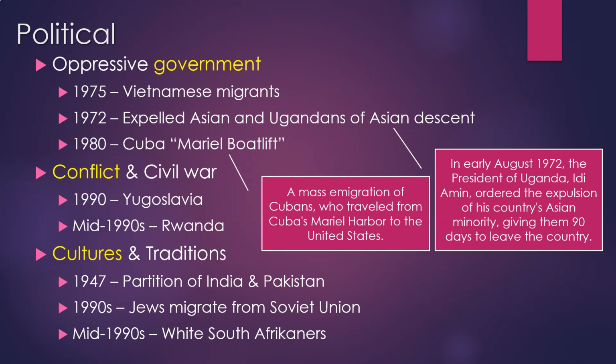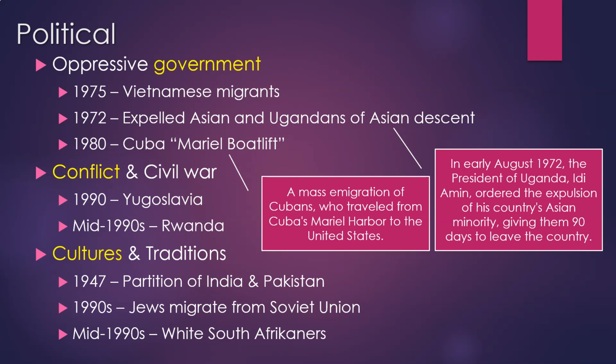Another variation of political motivations, conflict and civil war. We talked about the breakup of Yugoslavia, Balkanization, if you will, 1990. You're probably familiar as well with the Hutus and the Tutsis and the Rwandan genocide in the mid-1990s. Certainly those that were able to get out of there would be considered political migrants.